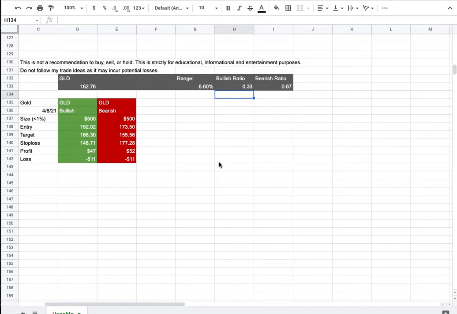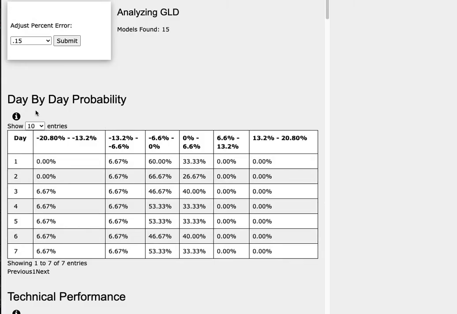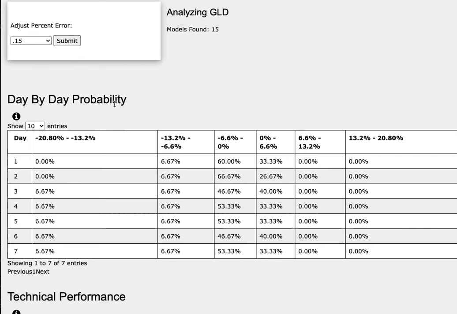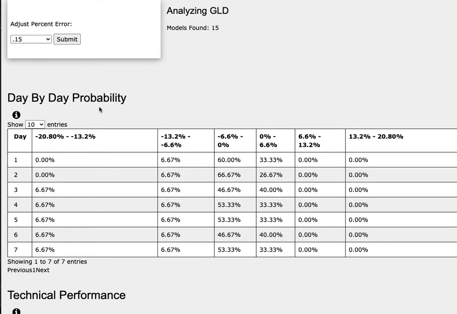So how did I develop these trade ideas? It all comes from the day-by-day probability model, which is available in the link below, so do check it out. As we progress to the 5th day or week of trading, gold futures has a 33% chance to climb between 0 to 6.6%, and to the downside a 53% chance to fall between 0 to negative 6.6%, and a 7% chance to fall between negative 6.6 to negative 13.2%, and a 7% chance to fall between negative 13.2 to negative 21%.